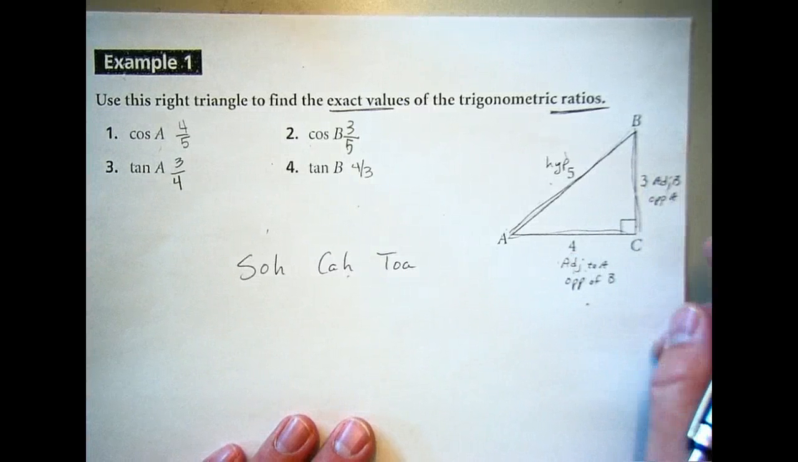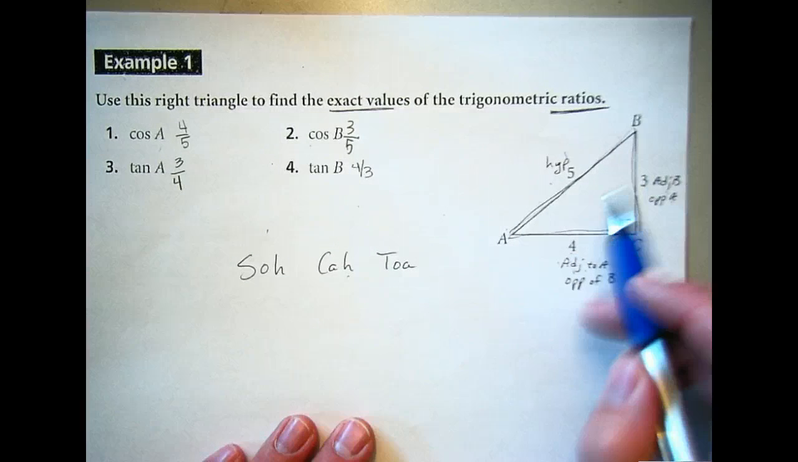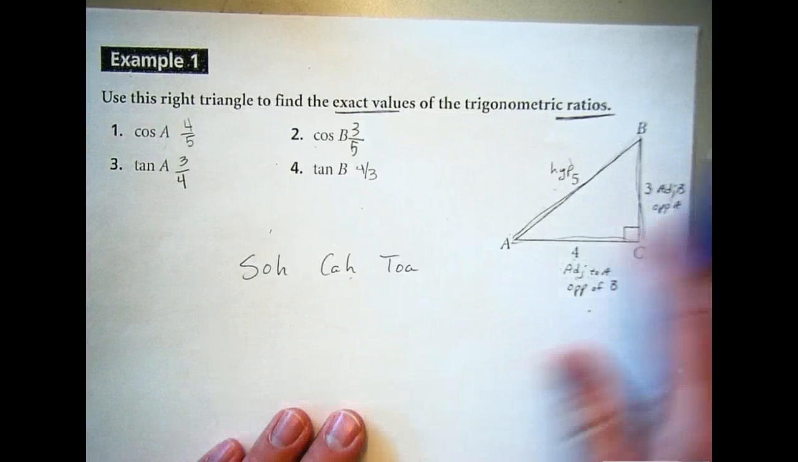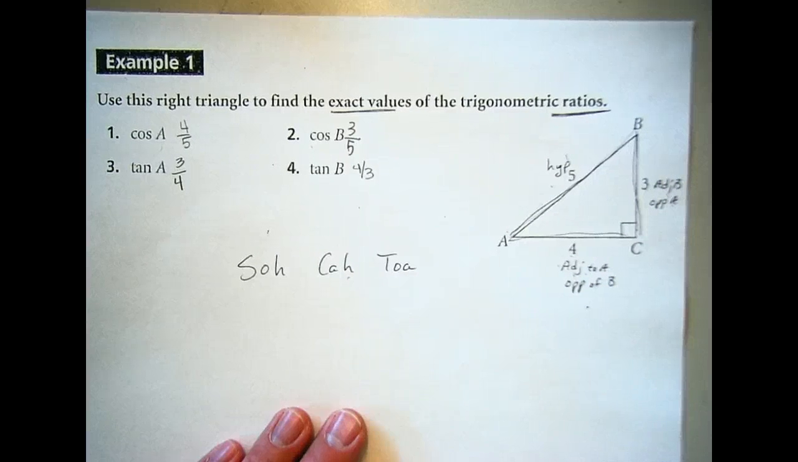All right, how many got those? Okay, that shouldn't be anything terribly new to you. 3, 4, 5 triangle using the trig ratios. Any questions on it? Okay, moving on. All right, let's try number 5.